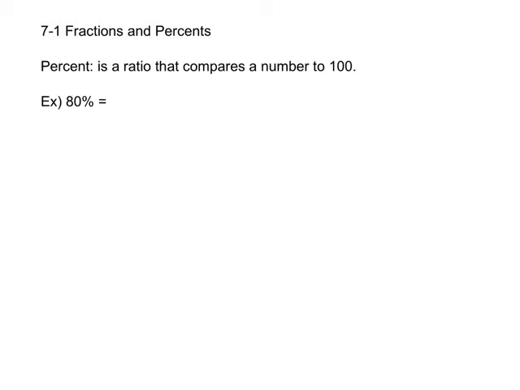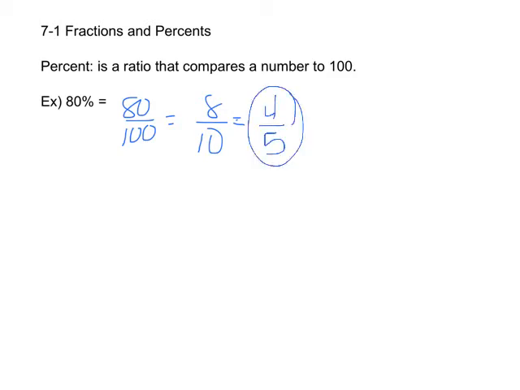We have 80%, which can be written as 80 over 100, because percents are always over 100, so it's comparing that 80 to 100. Then I can simplify that to 8 over 10, which can then be simplified to 4 over 5. So you see, we've just been writing our percents over 100, and then we're simplifying it all the way down.